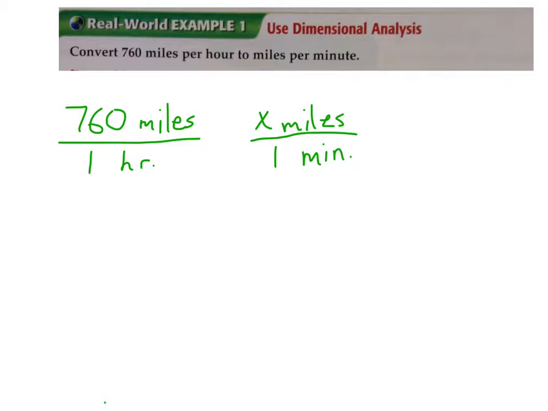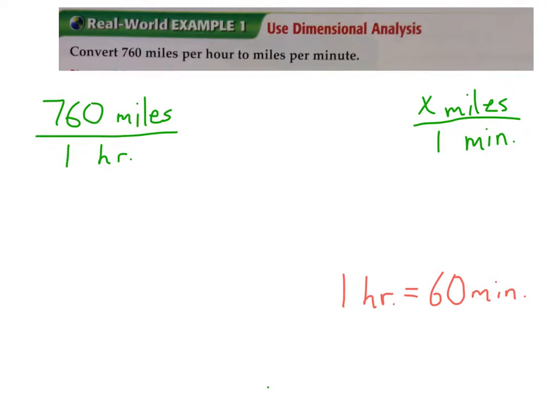Now if we notice in this one, I can't just use my cross multiplication, my cross products to solve this, because while I do have miles on the top of both of these ratios, the bottom I have different units. I have hours down here and I have minutes down here. So when that happens, I can't use my cross products like this. I have to use dimensional analysis. Now my dimensional analysis is going to allow me to convert this miles per hour into miles per minute.